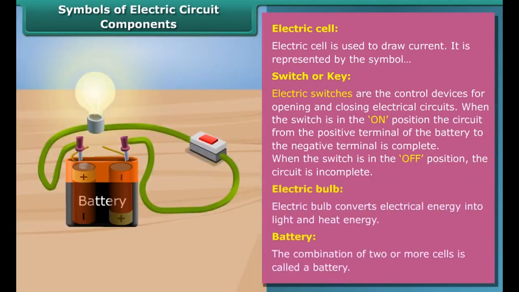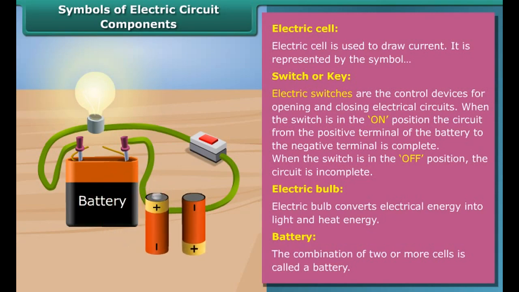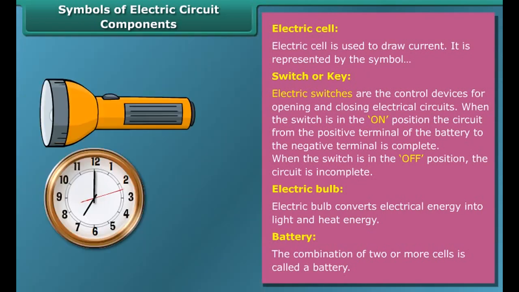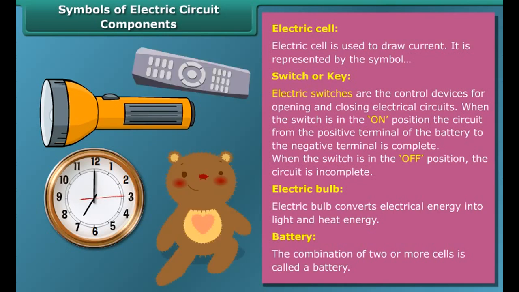The combination of two or more cells is called a battery. In a battery, the positive terminal of one cell is connected to the negative terminal of the next cell. Many devices such as torches, wall clocks and watches, toys, and TV remote controls are battery-operated devices.